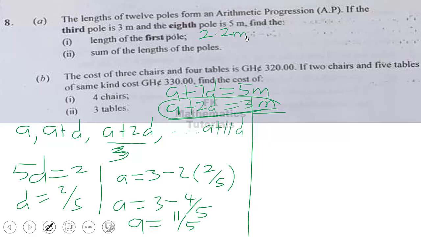It's 2.2 meters. Then the sum of the length of the poles. So we have 12 poles. The sum of the length of the poles is given by n over 2 times 2a plus n minus 1 d.